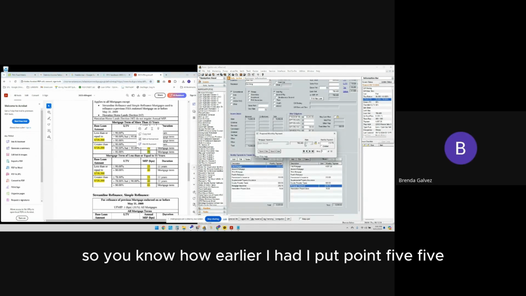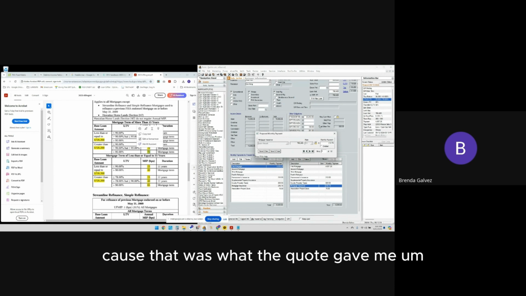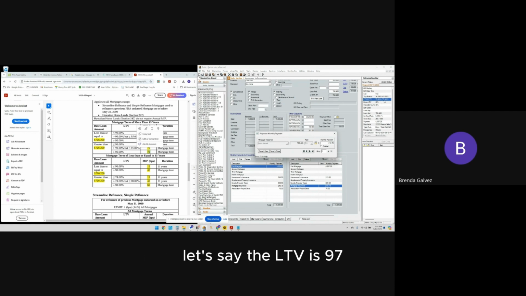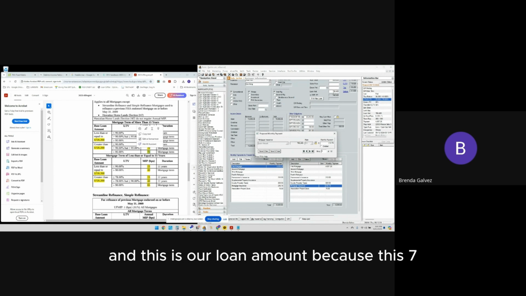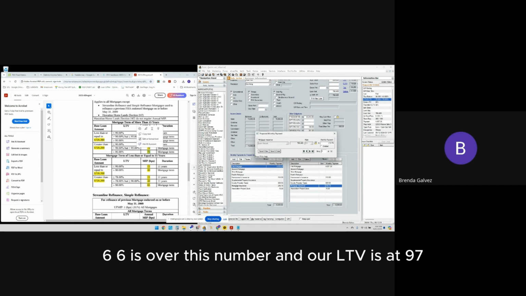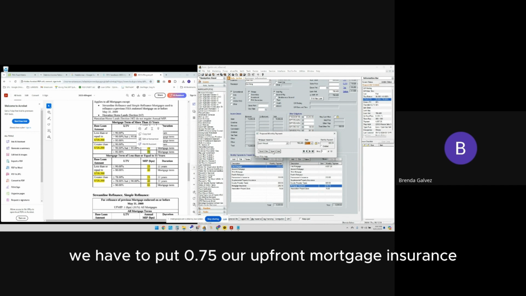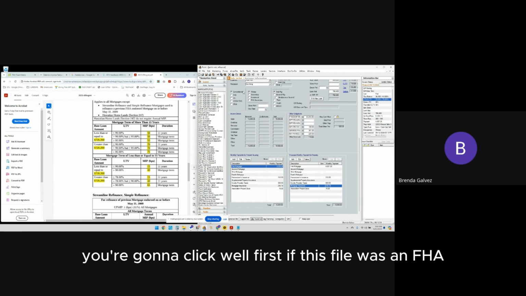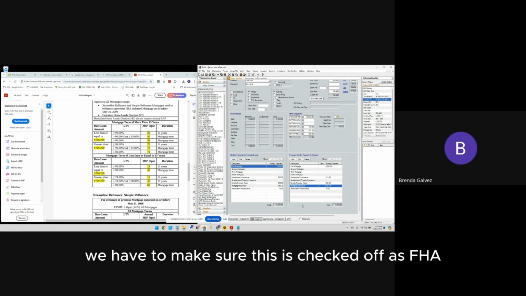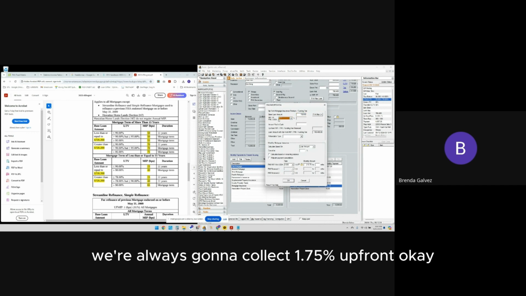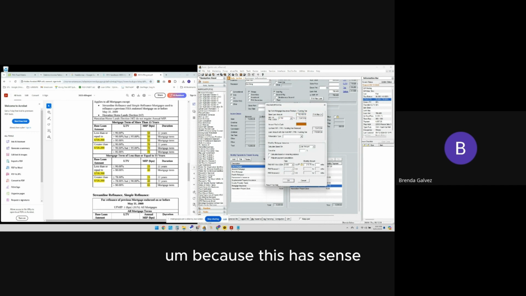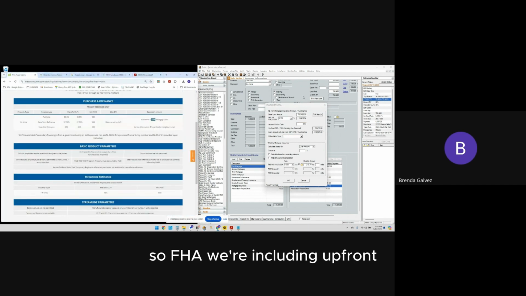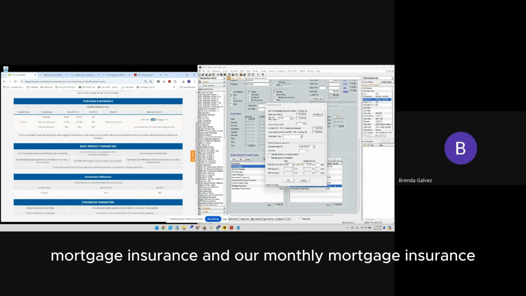So you know how earlier I put 0.55 because that was what the quote gave me? Yep. So in this case, for training purposes, let's say the LTV is 97 and this is our loan amount. Because this 766 is over this number and our LTV is at 97, then our rate here, we have to put 0.75. If this file was an FHA, we have to make sure this is checked off as FHA. And for our mortgage insurance here, we're always going to collect 1.75% upfront, okay? Because this has sense, we're just going to put 0.54 here to make it even. So FHA, we're including upfront mortgage insurance and our monthly mortgage insurance, okay?